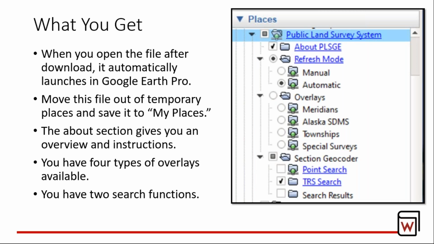If you click on the About section where it says About PLSGE, it'll give you a detailed instruction guide, because we're just going to hit the highlights right now. So you have 4 types of overlays available: meridians, Alaska SDMS, townships, and special surveys. And then you have 2 search functions, a point search and a township and range search. And you can check any of those boxes to indicate what you'd like to use.